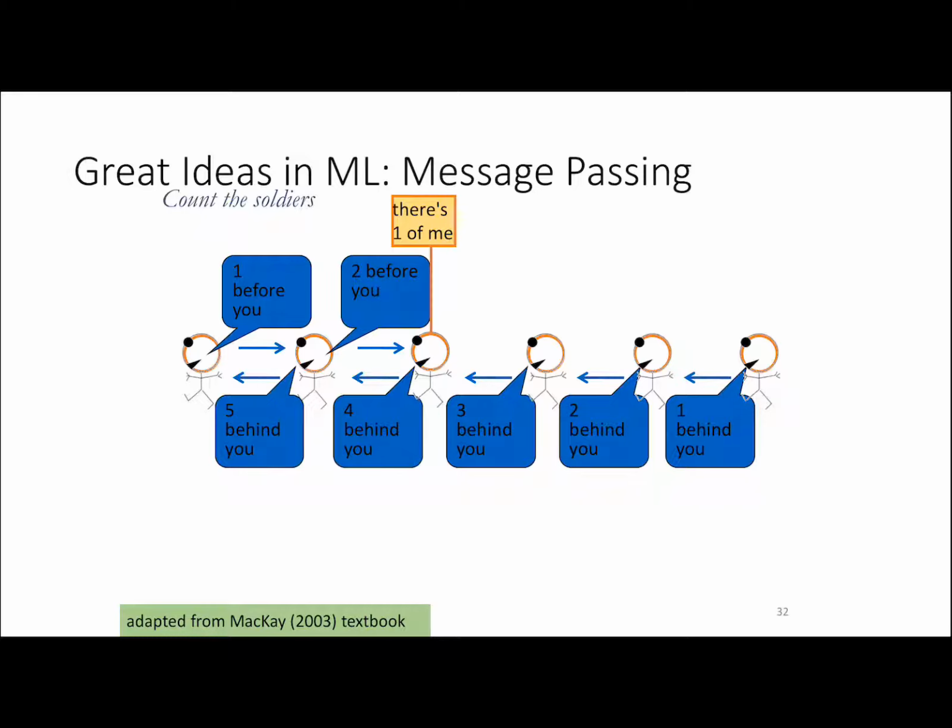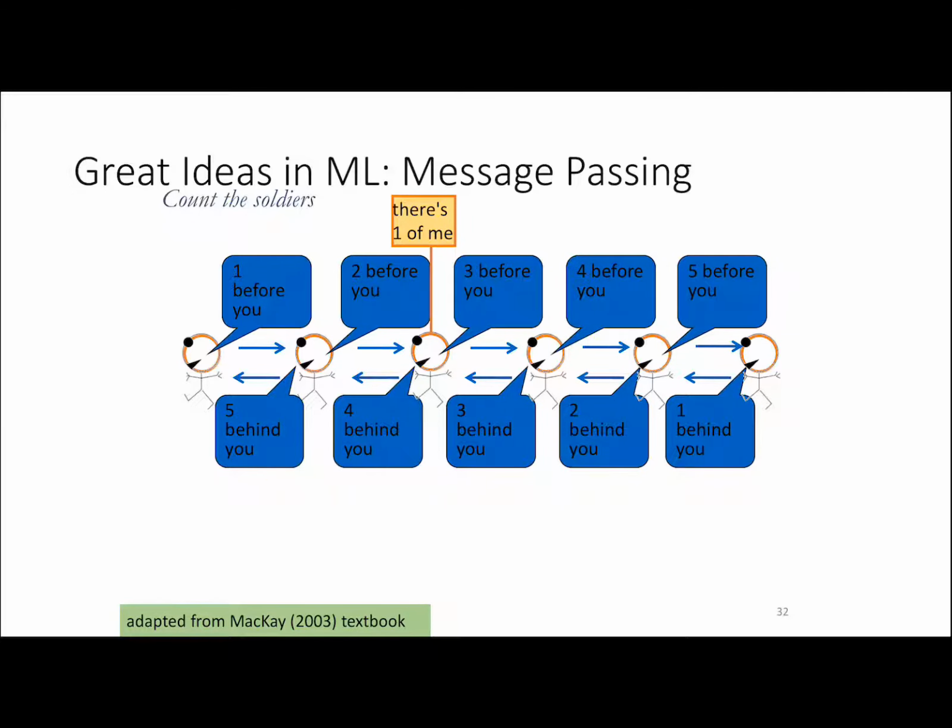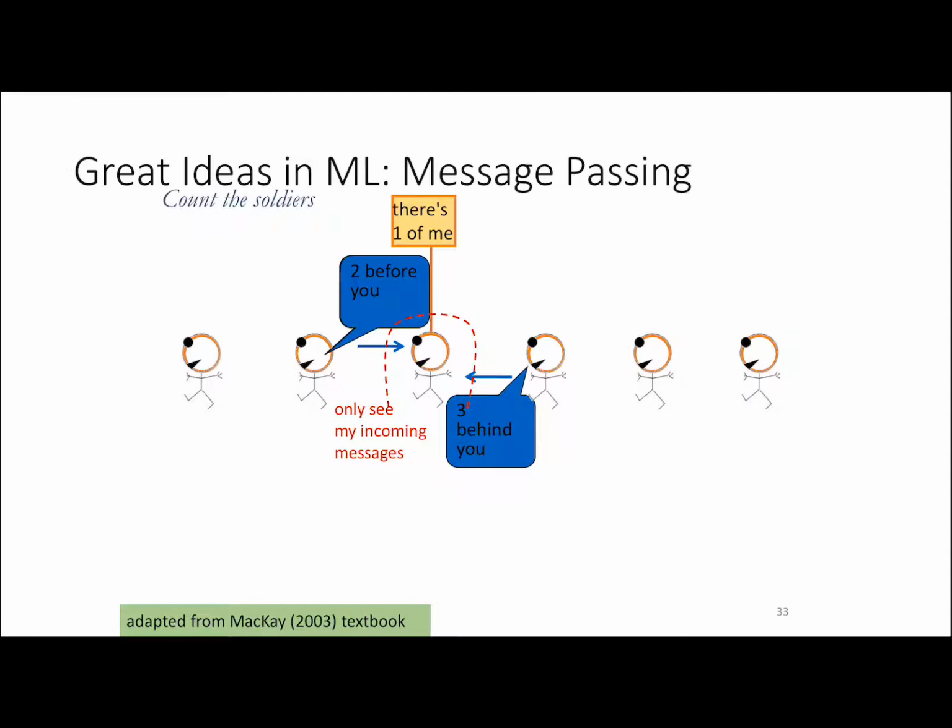So they have to send a message to know how many people are in the front. So he got a message that there are 2 soldiers before me, and he already knows that there are 3 people behind him, and there is only 1 of him. So the belief that he has is that 2 plus 3 plus 1 is 6. And the same with all of them. So with 1 round of message passing forward and 1 round of message passing backward, everybody knows, when the message passing finishes, how many soldiers are in the row. And this is basically the general idea of message passing that we'll go through in more detail in the next class.